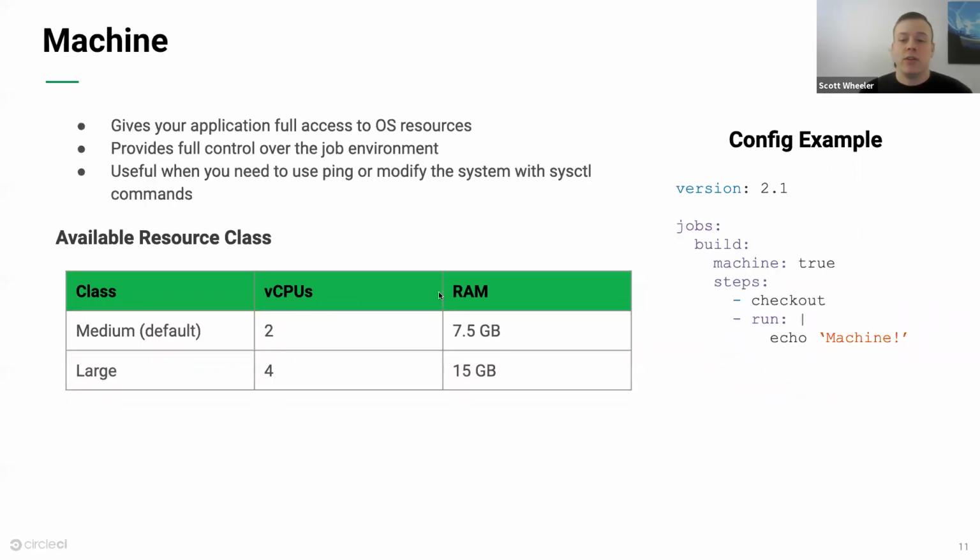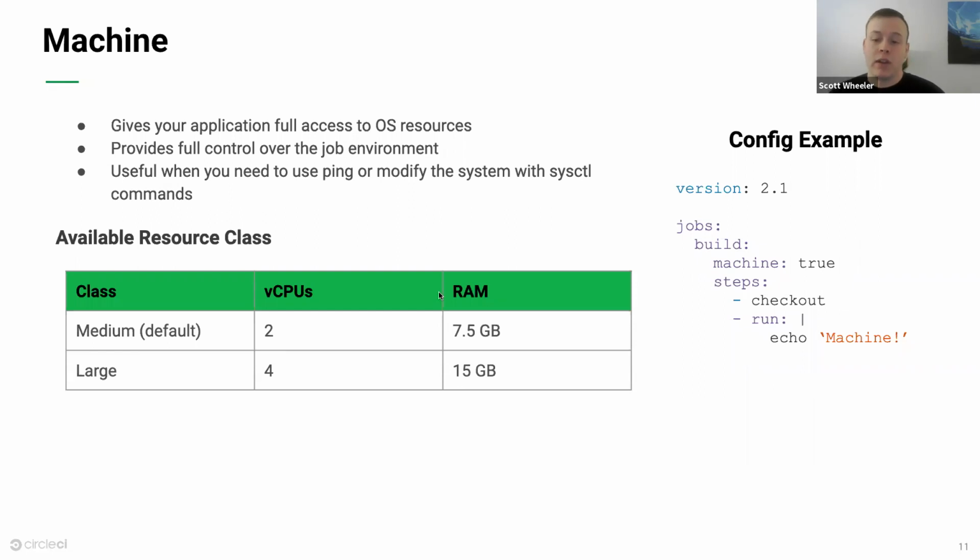The machine executor is an Ubuntu-based VM, which provides application isolation, as well as access to privileged Docker commands. There are two resource classes available to use, which are medium and large. The default medium resource class will provide access to 7.5 gigabytes of memory and 2 CPU cores. The large resource class will provide 15 gigabytes of memory and 4 CPU cores.